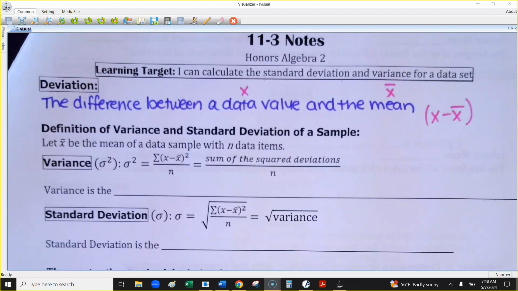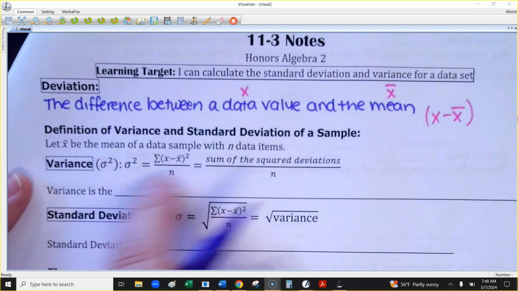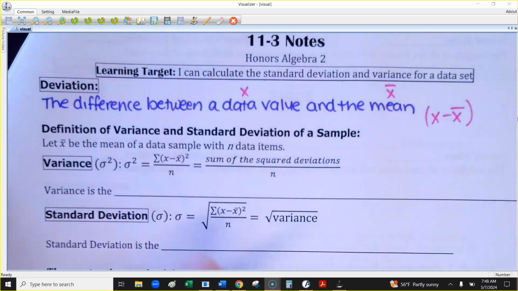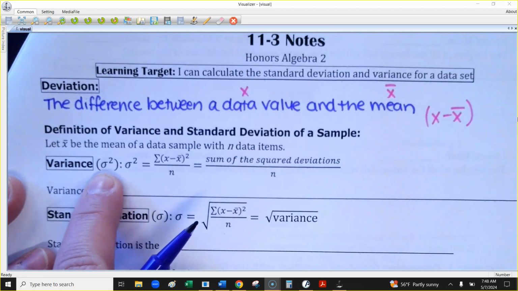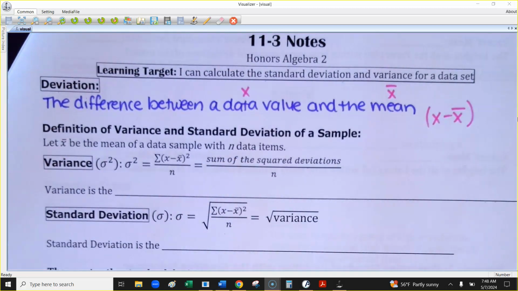Now, if you look down at this lovely formula that is in the definition underneath, the definition of standard deviation and variance. X bar, the mean, we've talked about that. Data sample with n data items. So this is just the number of data items. The variance is represented with this fancy looking lowercase sigma with a squared. It's a Greek letter. Really, you don't need to know that except to look for that symbol when you get to the graphing calculator.